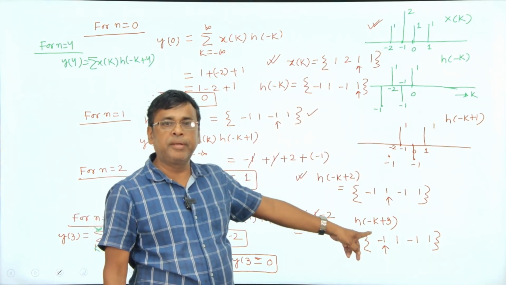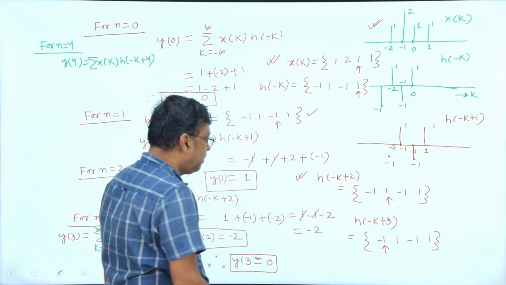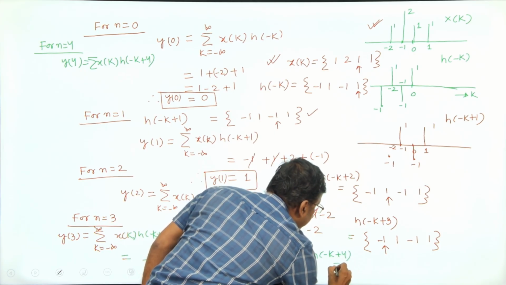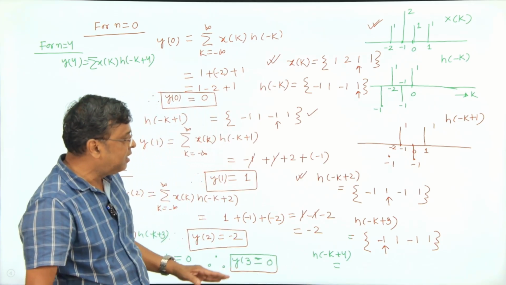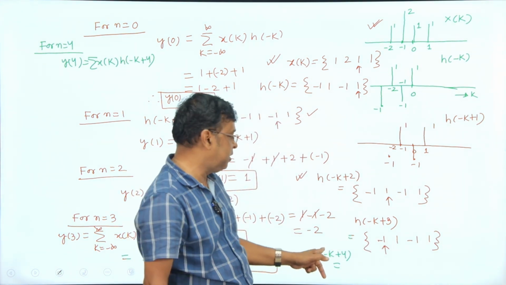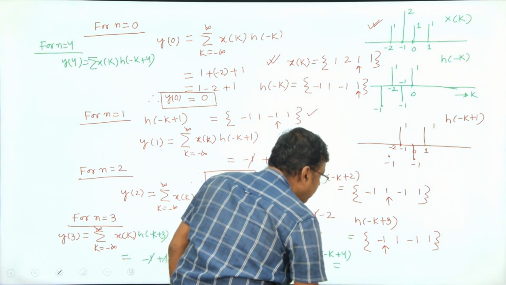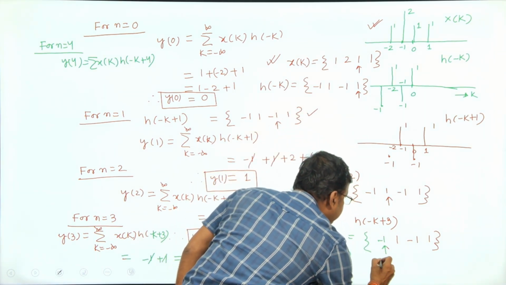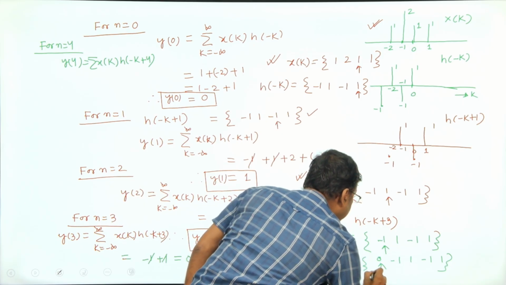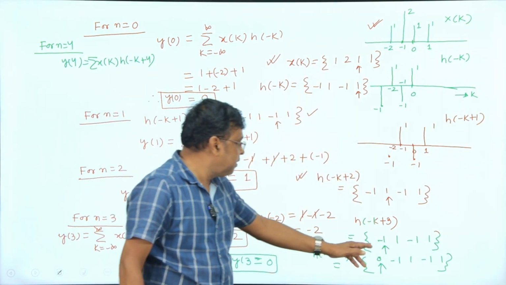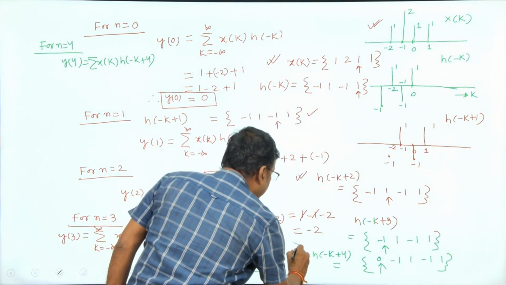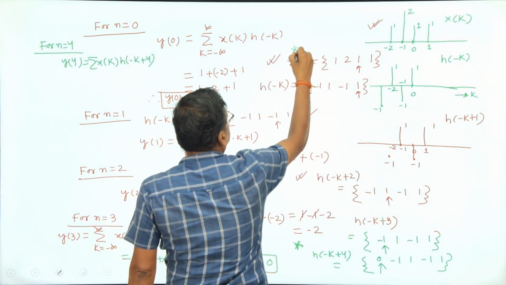h of minus k plus 3 is given here. Already we have derived h of minus k plus 3. Then from h of minus k plus 3 to find h of minus k plus 4, plus 3 to plus 4 means 1 sample. Graphically it is shifted to the right, but in sequence representation the arrow mark is shifted to the left by 1 unit. This is your 0, this is minus 1, 1, minus 1, 1. This is all about h of minus k plus 4. So the arrow mark is shifted to the left by 1 unit.